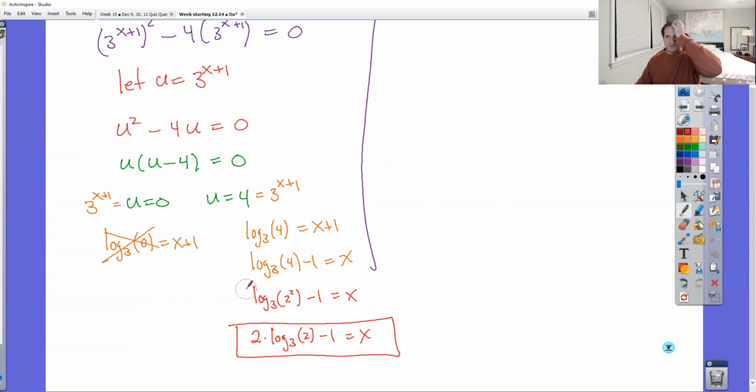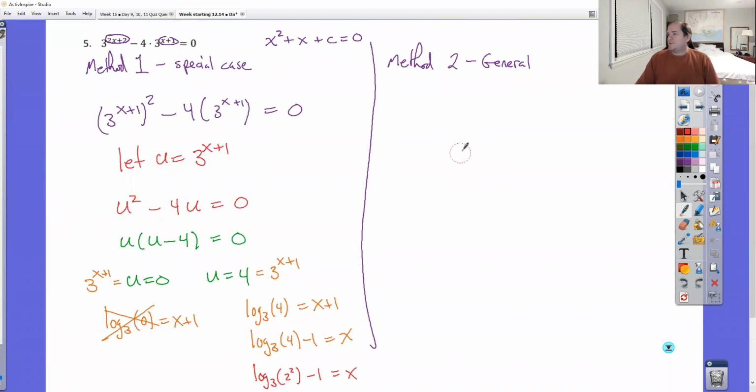So that's that for that. That's method 1, though. So how did method 2 work? Method 2 is the one where we have to spot this.